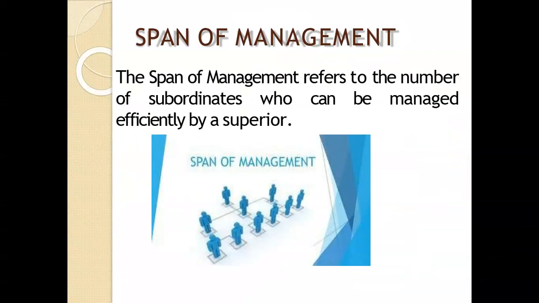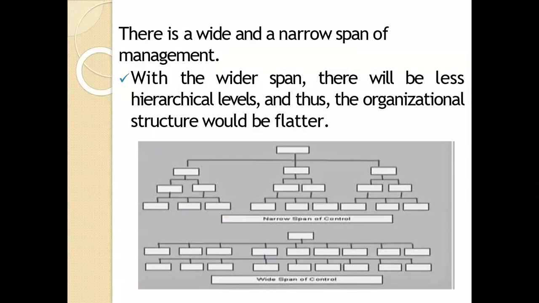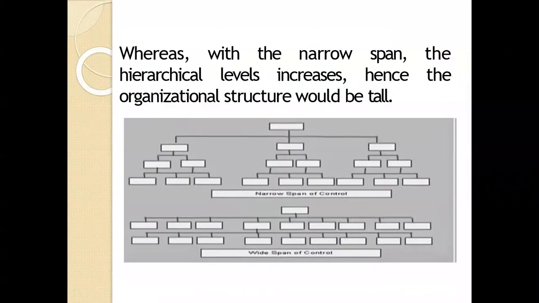The last point of the discussion is span of management. It refers to the number of subordinates who can be managed efficiently by a superior. Span of management has two implications: it influences the complexities of the individual manager's job, meaning the difficulties in controlling and supervising these subordinates, and it determines the shape or configuration of the organization. Depending on that, the span of management will be there. There is a wide and narrow span of management. With a wider span, there will be fewer hierarchical levels and the organization structure will be flatter. When it comes to the narrow span, the organization structure would be tall.